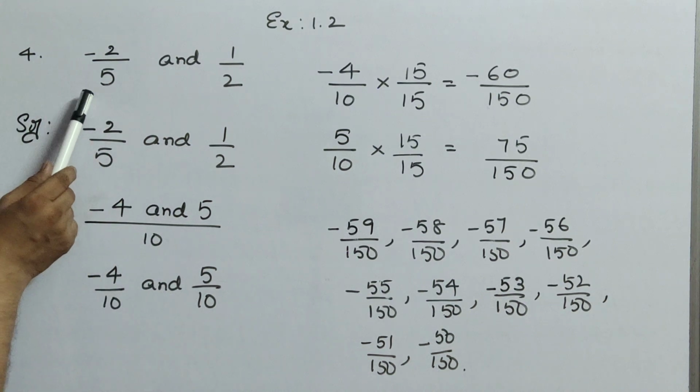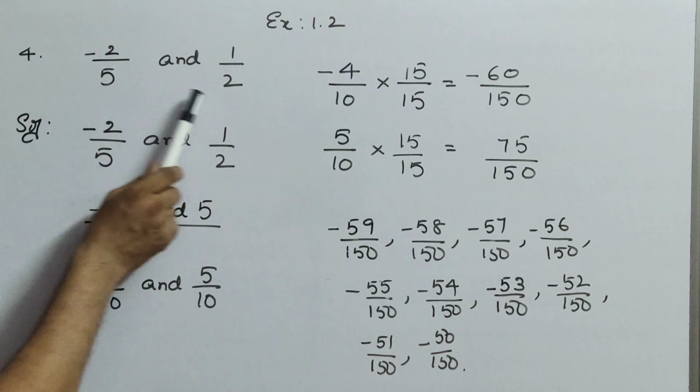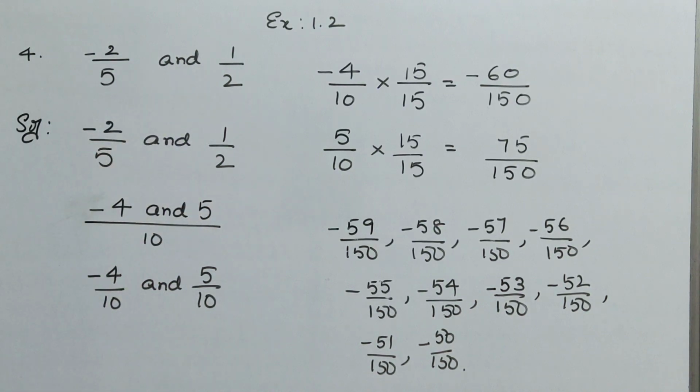So to find 10 rational numbers, or whatever the number may be, the first thing is both the denominators should be equal. Both the denominators should be equal. But here 5 and 2 are not the same. So to make the denominators equal, we find the LCM. So find the LCM for 5 and 2: 10.